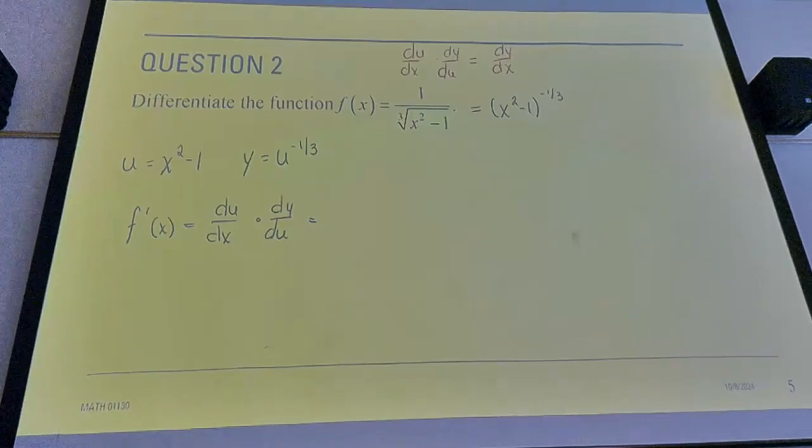What is du dx? What is dy du? Negative 1/3 u to the negative 4/3. So what about 4?